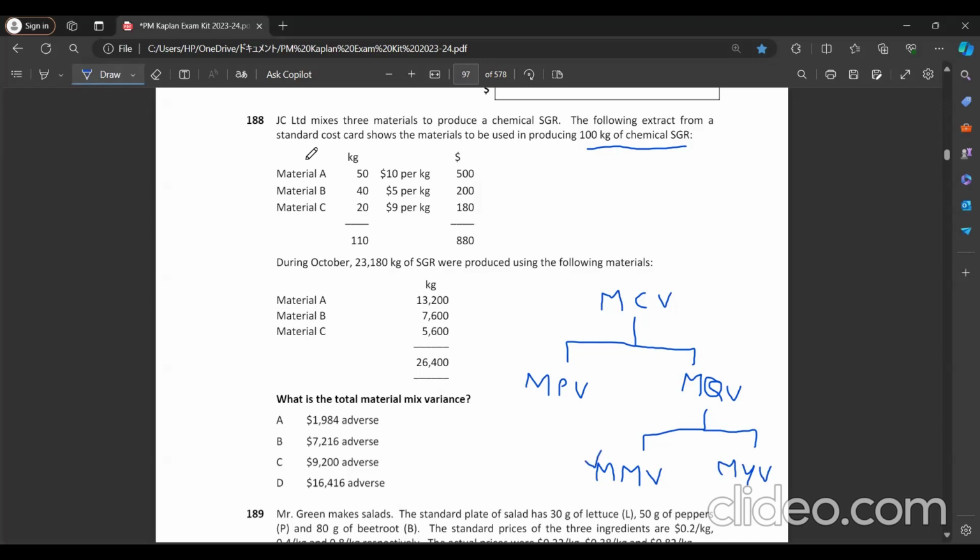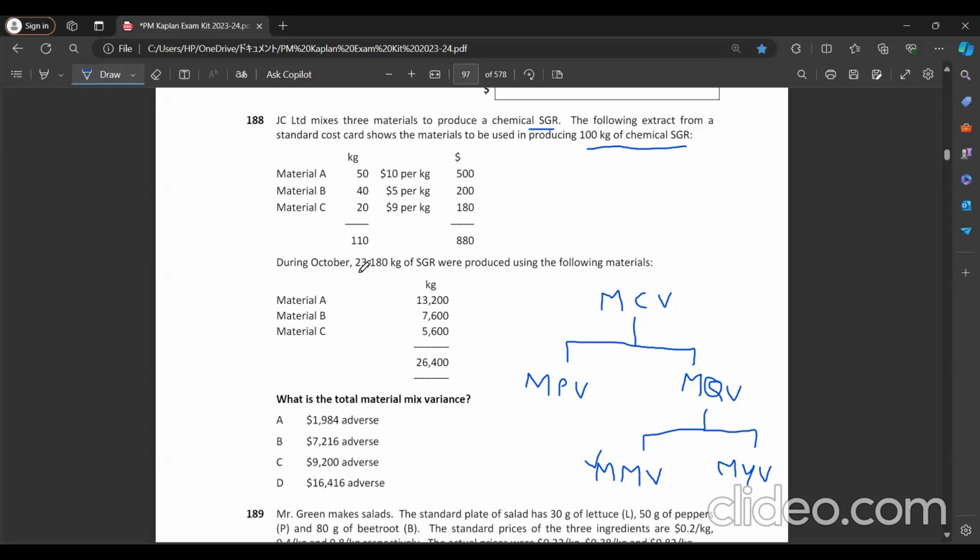In this question, JC Limited, there are three different types of material, material A, B, C, used to produce chemical SGR. The standards are given as to produce 100 kgs of chemical SGR. This is how the raw material is consumed: 50 kgs of A, 40 kgs of B and 20 kgs of C. We also have the standard rate, and the standard cost is also mentioned.